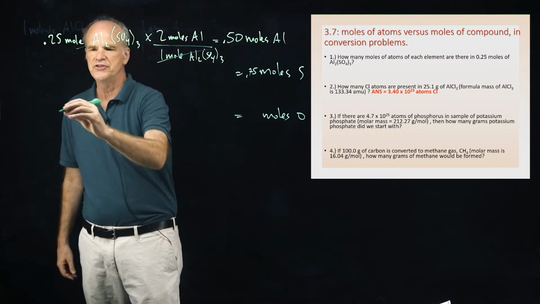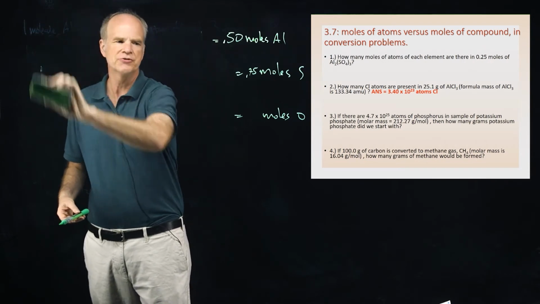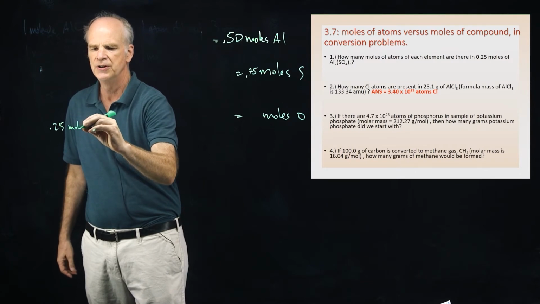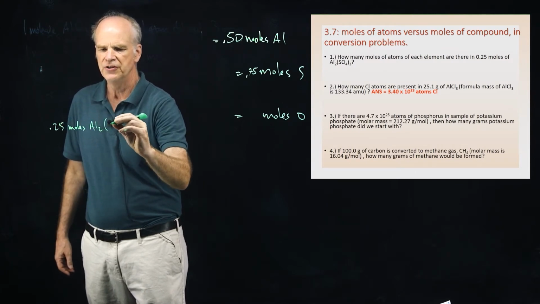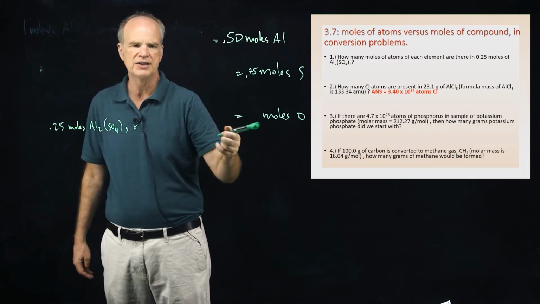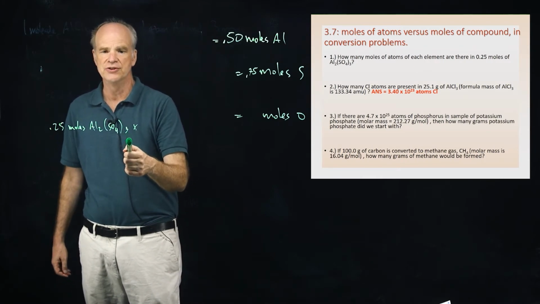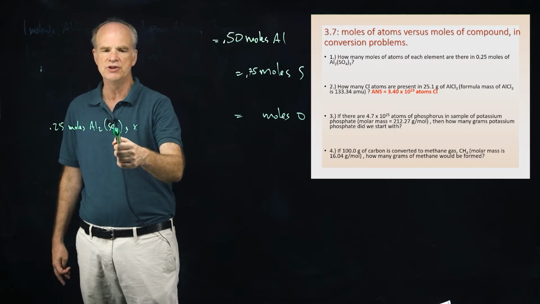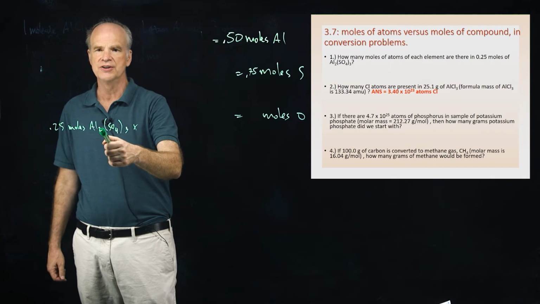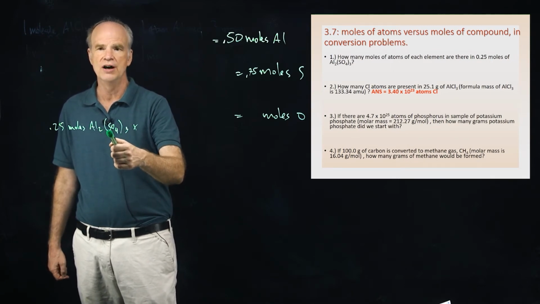So moles oxygen, this is a little distracting here. I'll do this as well. So it's going to be 0.25 moles of aluminum sulfate. And here we want to get to the moles oxygen. So you have to figure out now how many atoms of oxygen there are in 1 molecule of aluminum sulfate. What you should see is there's 4 oxygens times 3. There are 12 oxygen atoms per molecule of aluminum sulfate. That means there are going to be 12 moles of oxygen atoms per 1 mole of aluminum sulfate.